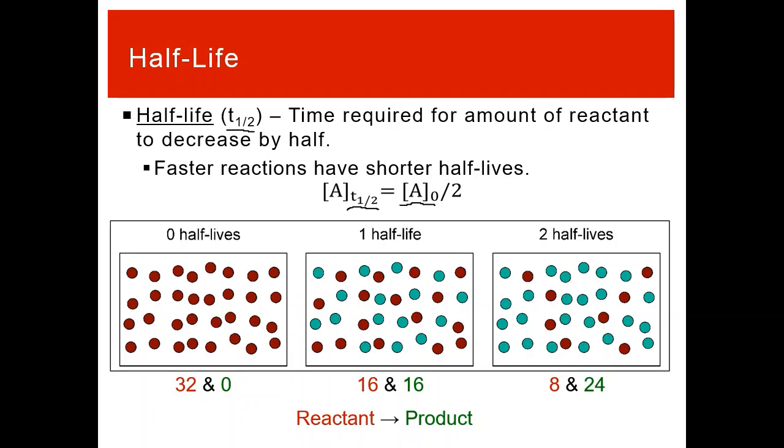So if we think about this process of undergoing half-lives, say we start with 32 of the reactant. After the first half-life, half of them would be gone, so we only have 16 left. That would be the first half-life. When we go to the second half-life, the absolute change is going to be different. It's still 50%. We had 16, we lose half of them, so we lose 8, and there are 8 left.